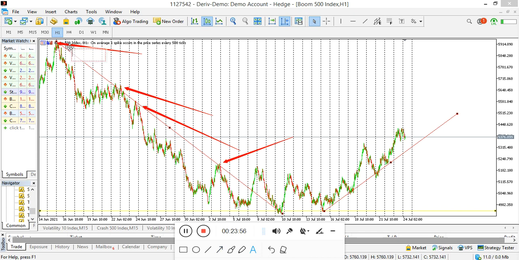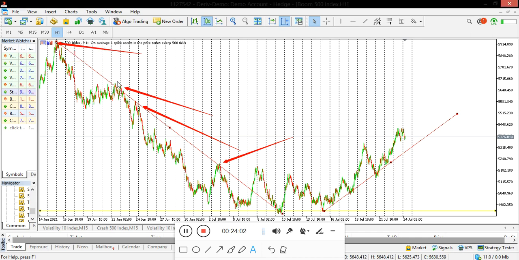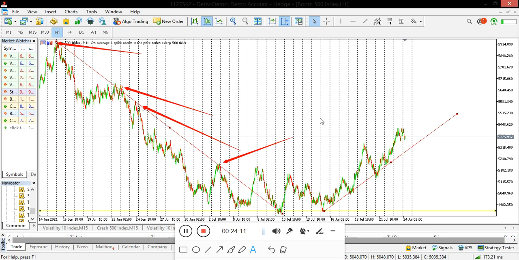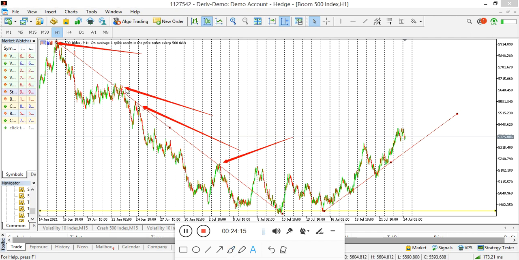This is the first one here. Let's say you have one. This is the second one here. Two. And of course, at the third one, you are expected to enter. Three. You are expected to enter at this third one.